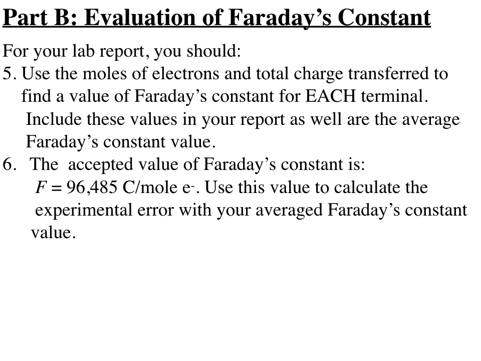Then what you should do is average them together to get one final value for your Faraday's constant. Once you have this averaged value, use the accepted value of Faraday's constant, which is 96,485 coulombs per mole. Then calculate the percent error of the experiment with the data that you have been given.